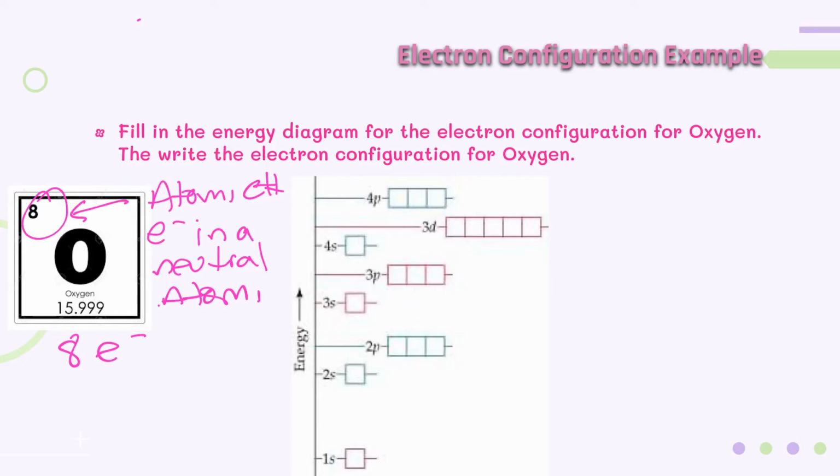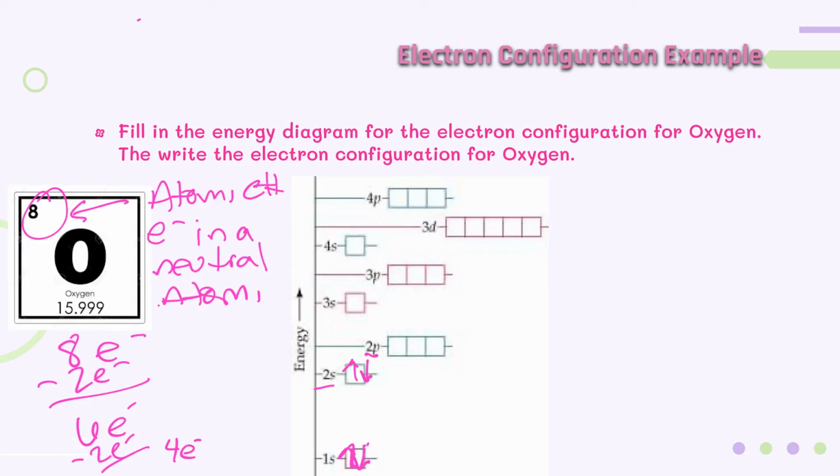So I'm going to start with my 1s, and I'm going to fill in 1 electron spinning up because of Pauli's exclusion principle, and 1 electron spinning down. Now, I filled the 1s energy level according to Aufbau's principle. I have used 2 electrons so far, so I have 6 electrons left to account for. Now, I'm going to go up to my next lowest energy level, which is 2s. Spin up, spin down, and now I've used another 2 electrons, and I have 4 electrons left.